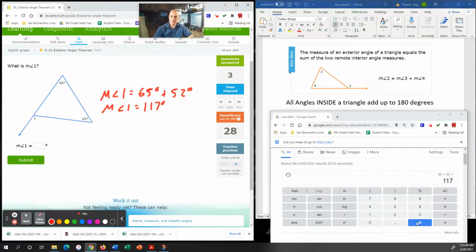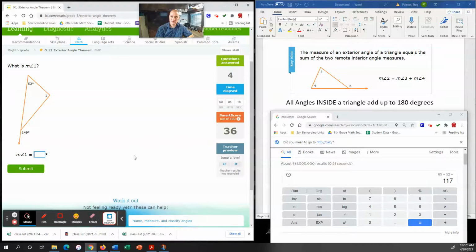117 degrees. So we're going to go ahead and put 117 degrees, 117. And here we go. All right, looking for the measure of angle 1.